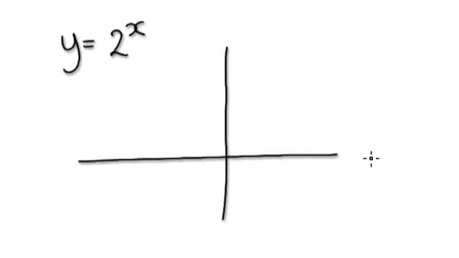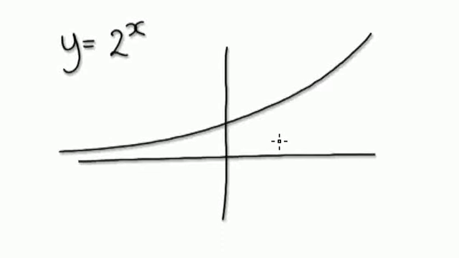My point is that when we have y equals 2 to the power of x, it looks something like this. Because as x increases in a positive direction, this thing here gets bigger, because when you get 2 times 2 times 2, it gets bigger and bigger each time.